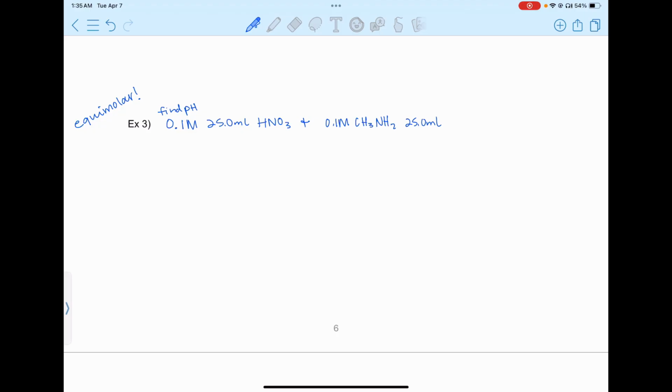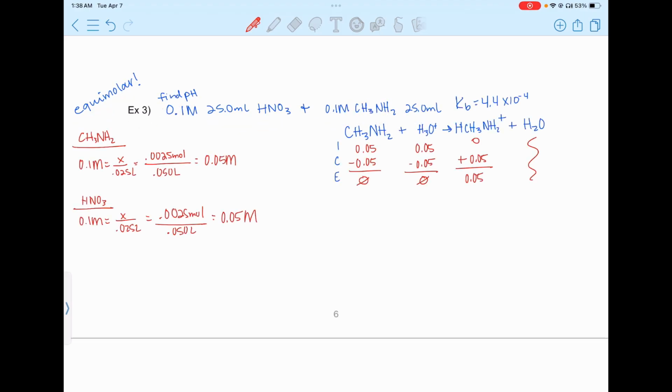Let's get into it. Okay, so I've calculated the new molarities of both because these are equimolar. We've given the exact same numbers for both of these. It's really easy to calculate, so I got 0.05 for both. So I've plugged those into the ICE table that we set up. It's the same ICE table as in example 2 because we're dealing with the same weak base, and it's reacting with a strong acid. I did add our 0.05 on the right side of the arrow for that conjugate acid.